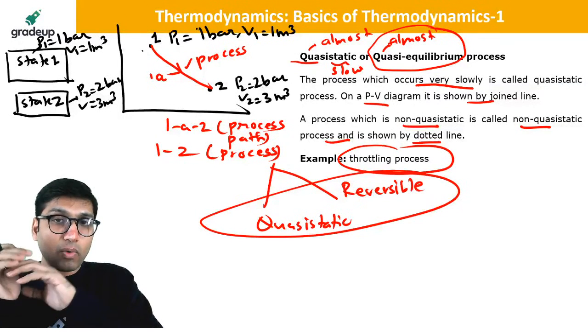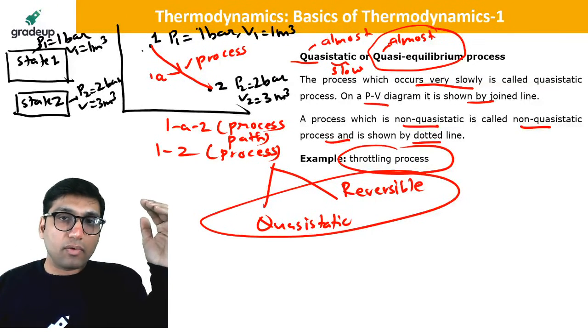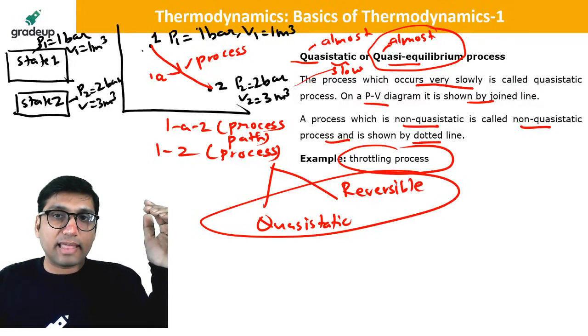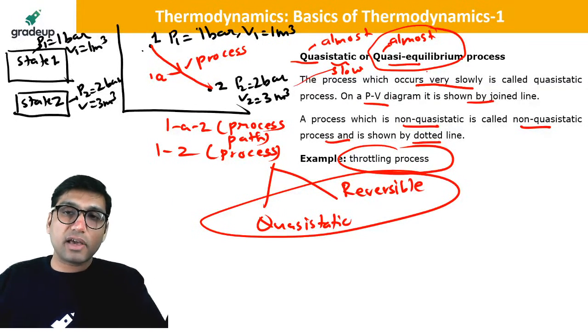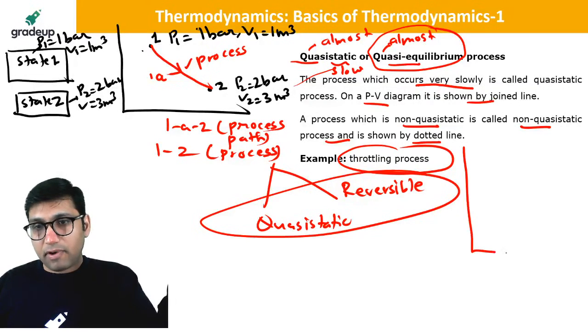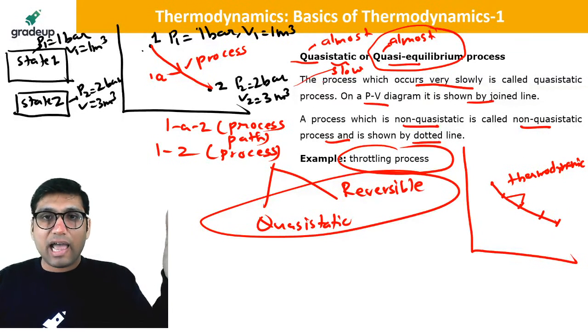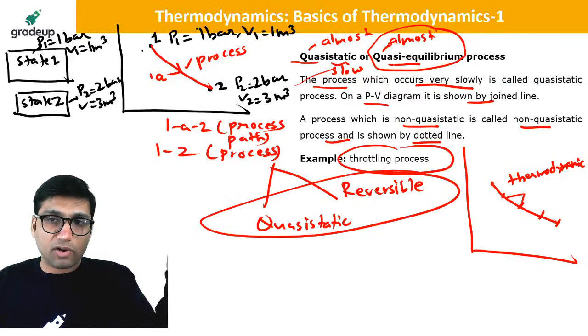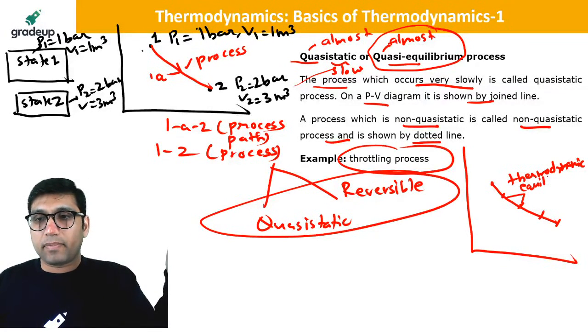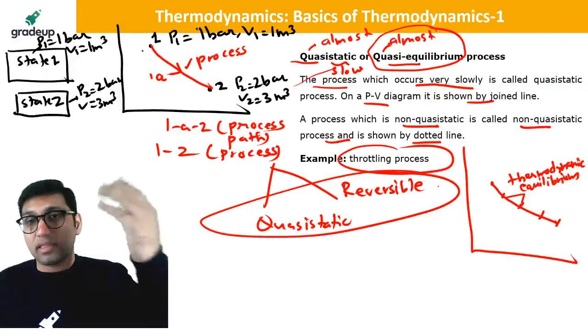I hope you remember that the meaning of quasi-static is a process which occurs very slowly. When you say quasi-equilibrium, then it means a process which has taken place in such a way that the intermediate states of the process are in thermodynamic equilibrium. That means if a process has taken place very slowly and these intermediate states are at thermodynamic equilibrium, that is called a quasi-static process. So the definition is exactly correct. I have only defined the quasi-static process. I have not defined the quasi-equilibrium thing. If the intermediate states are in thermodynamic equilibrium and a process occurs very slowly, then it will be called a quasi-static or quasi-equilibrium process.